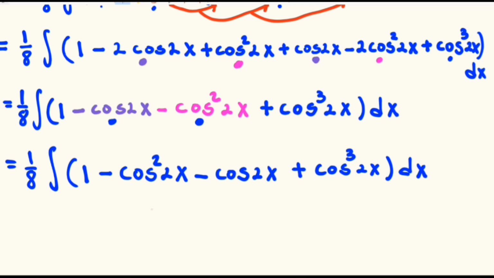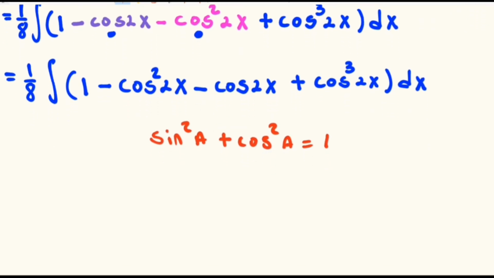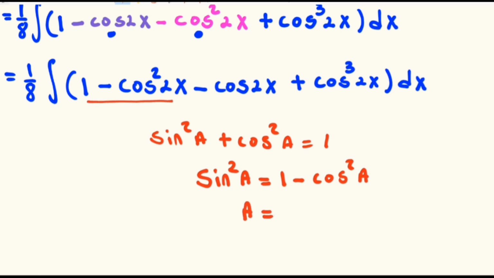Remember the trigonometric identity, sine squared a plus cos squared a is equals to 1, and sine squared a will be equals to 1 minus cos squared a. So we have the same scenario here where the a is equals to 2x. So in the place of 1 minus cos squared of 2x, we will substitute sine squared of 2x.